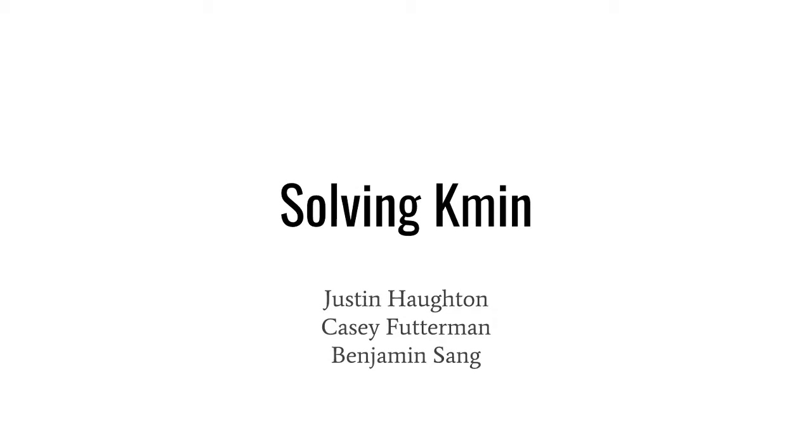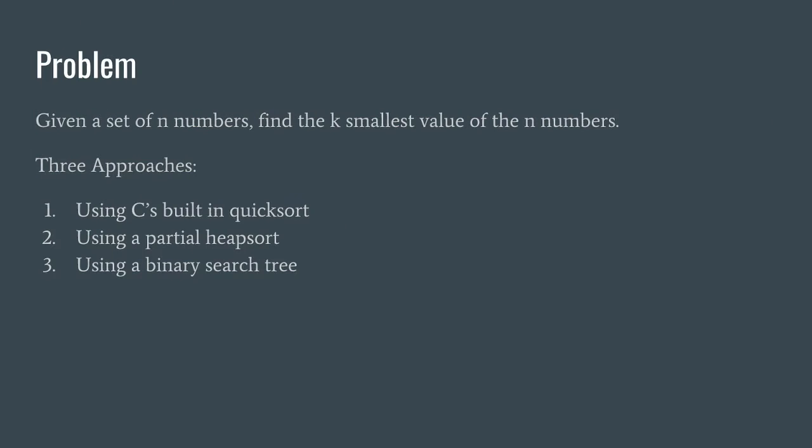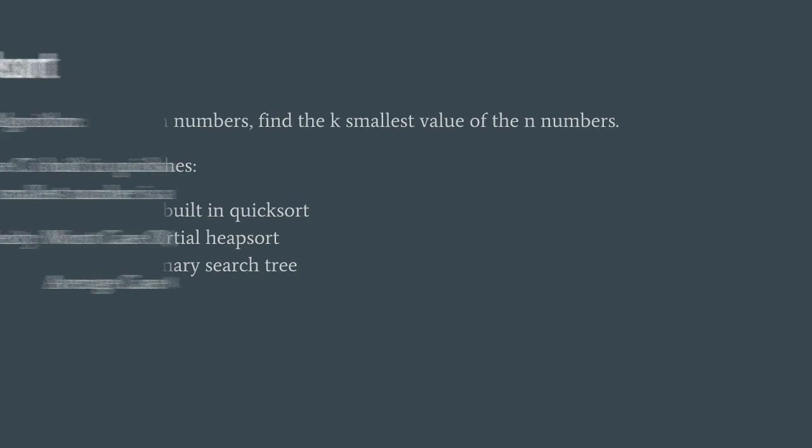In this video, we are going to compare and contrast various algorithms used to solve the problem known as kmin. The kmin problem states that given a set of n numbers, how can we find the k smallest number? We will look at three various algorithms to solve this. Our algorithms include implementations of our own binary search tree and a heap, and C's implementation of quicksort.